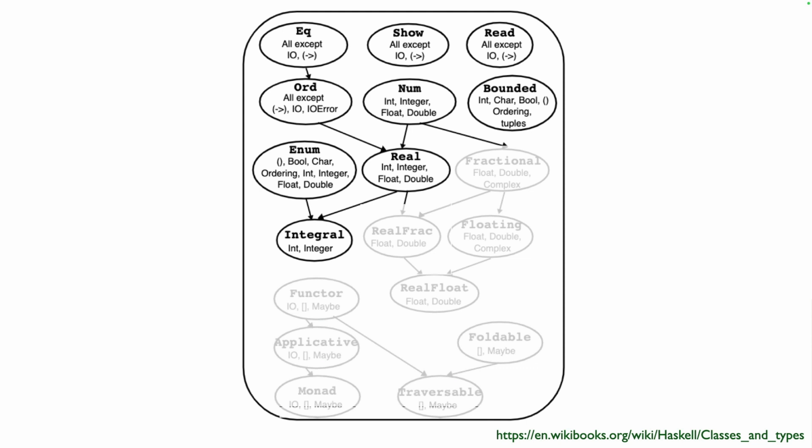So what I want to do here is talk about these, which cover some of the basic classes like Eq, Show, Read, Ord, things that we've seen already, and some of the numeric type classes and how they're interrelated. So that's the diagram. Let's get started with looking at what we can find in the built-in type classes.